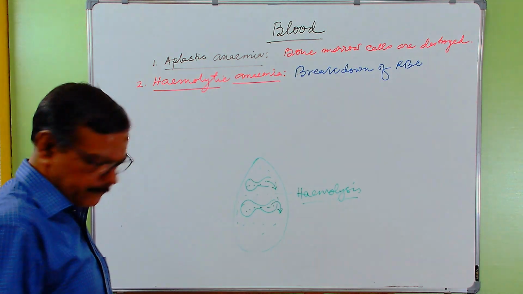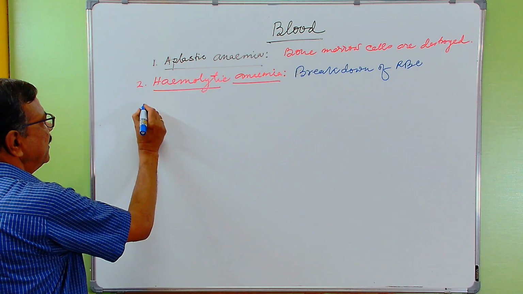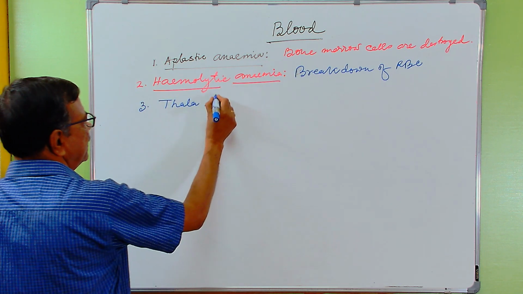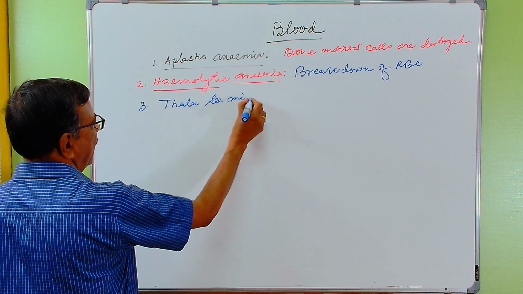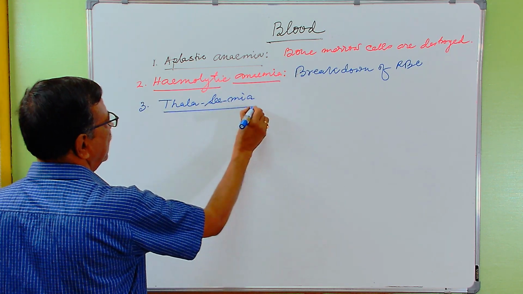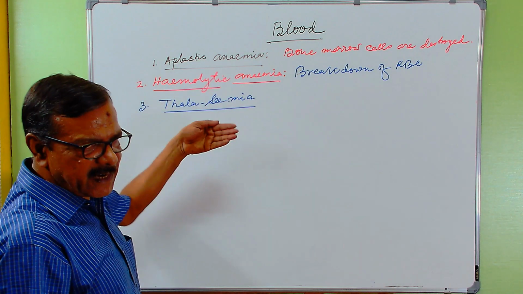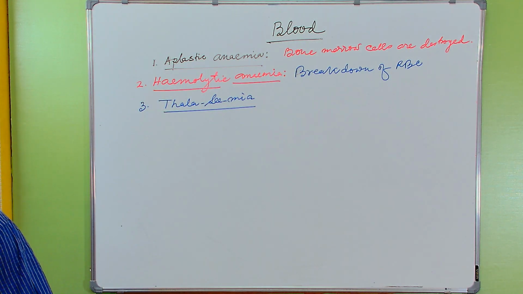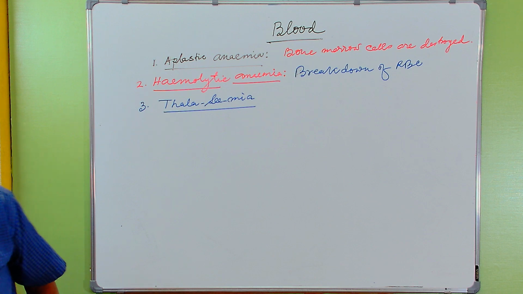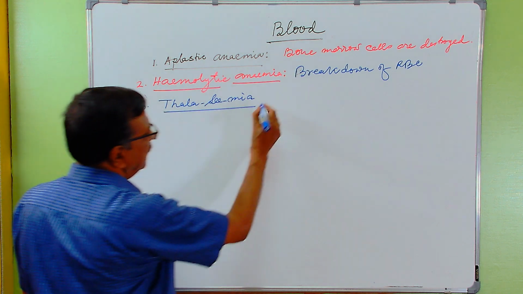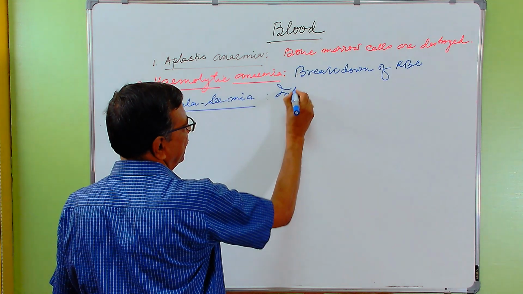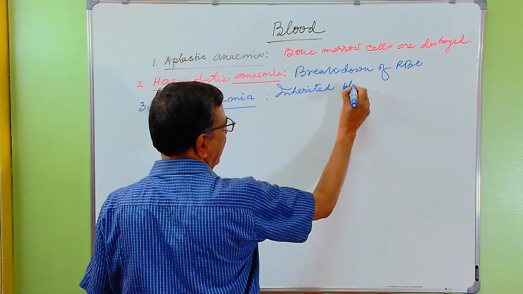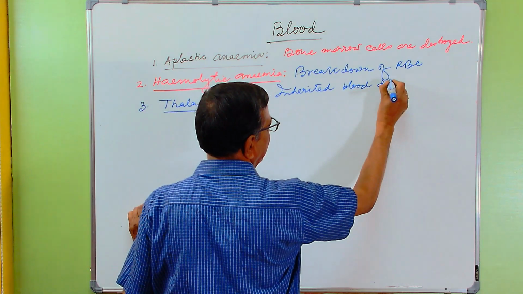Number 3, thalassemia. Thalassemia is also dangerous. So, according to a dangerous situation, I am writing that thalassemia is a disease that is an inherited blood disorder of hemoglobin. You write inherited blood disorder.